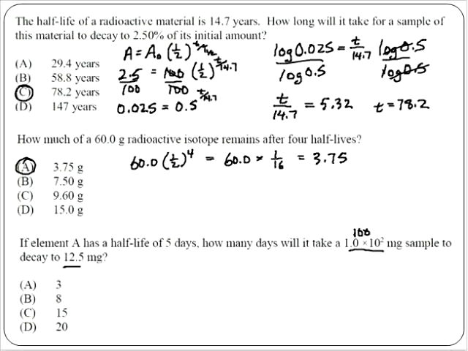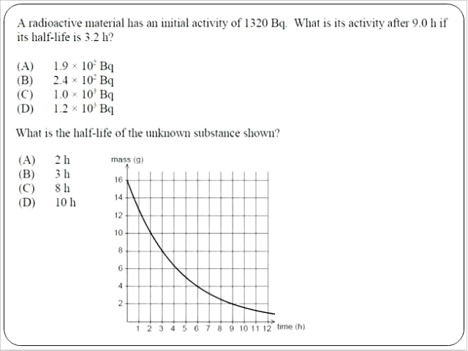100 divided by 2 is 50. That's 1 half-life. Divide by 2 again is 25. That's 2 half-lives. Divide by 2 again is 12.5, which is what we're looking for. That's 3 half-lives exactly. So 3 half-lives, if the half-life is 5 days, would give you 15 days. 5 times 3. That's the simple way to do that one. Now you could set it up and use logs as well. That would work as well. But that's the simpler way to do it.